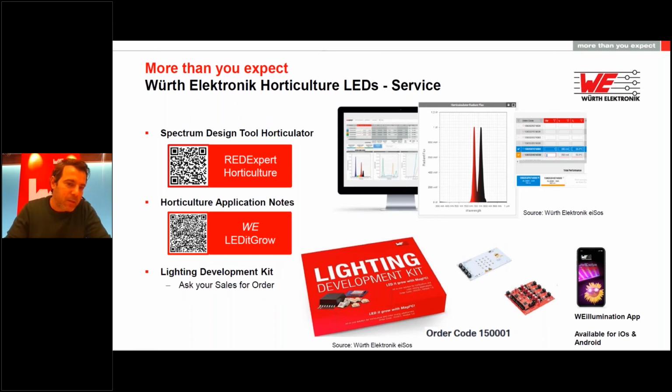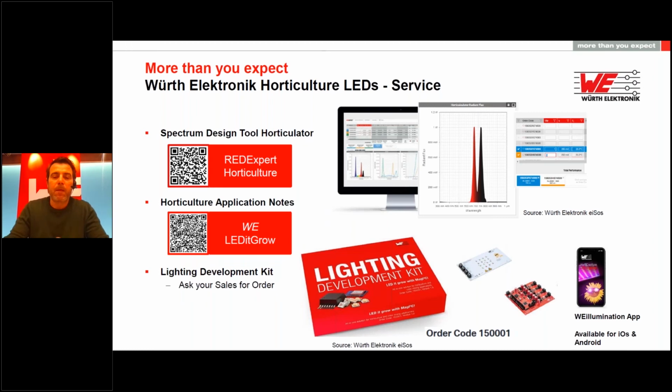And of course, we have even more for you, and this is the lighting development kit which we introduced this year. The lighting development kit gives you the possibility to test your recipes and create different reference designs, or use it as a reference design for your lamp. It offers a full spectrum or mixed spectrum horticulture PCB that can be controlled over our app available for iOS and Android, the VE Illumination app, free to download, of course.